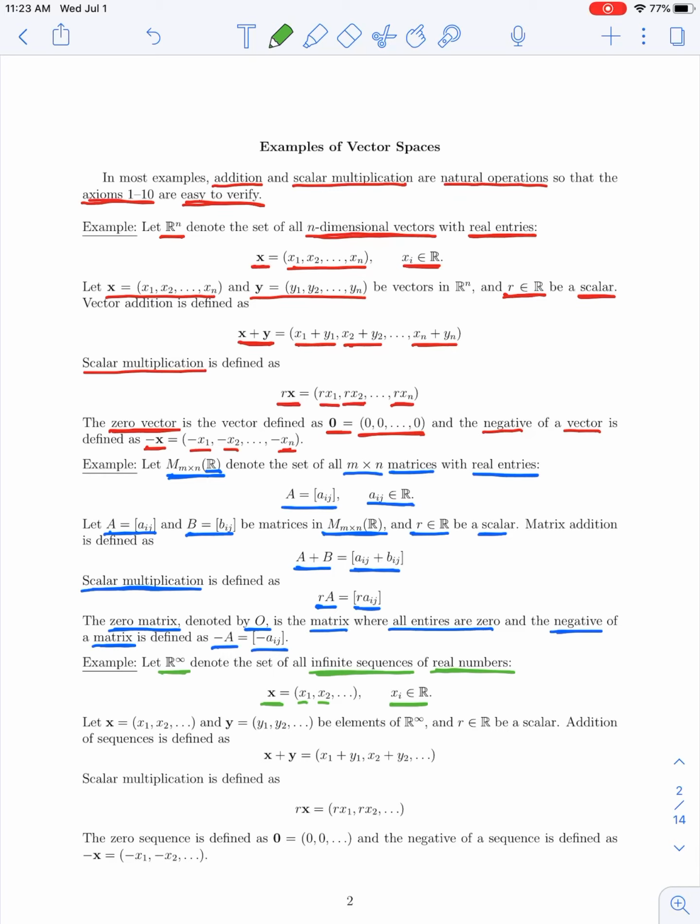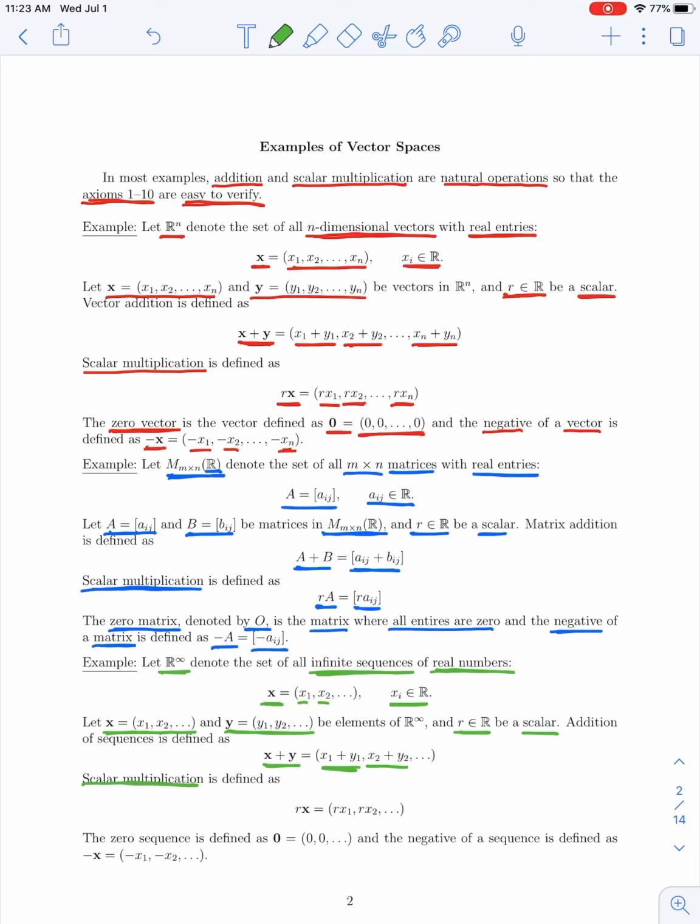So how can we define addition and scalar multiplication for these infinite sequences? Well, if we have two sequences, x and y, whose components are known, x1, x2, and y1, y2, and so on, and r is some real-valued scalar, we can define the sum of x and y as the infinite sequence whose first term is the sum of the first terms of the sequences x and y. The second term would be the sum of the second terms of the sequences x and y, and so on.